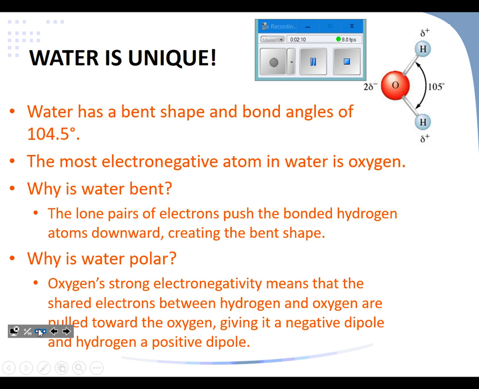And why is it polar? Well, that's because oxygen's strong electronegativity means that the shared electrons between the hydrogen and oxygen actually hang out around the oxygen more often, giving it more of a negative dipole, whereas the hydrogens, since the electrons hang out more around the oxygen, become slightly positive. So if we draw a line right here and split this molecule, the right side of it is positive and the left side is negative. So that's what makes it polar, when it has oppositely charged sides.